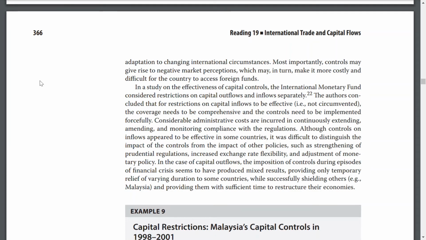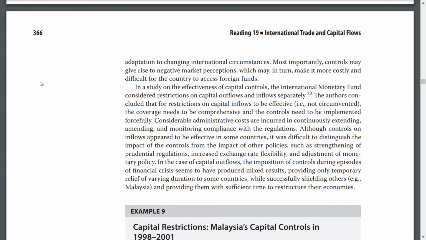In a study on the effectiveness of capital controls, the International Monetary Fund considered restrictions on capital inflows and outflows separately. The authority concluded that for restrictions on capital inflows to be effective, i.e. not circumvented, the coverage needs to be comprehensive and controls need to be implemented forcefully. Considerable administrative costs are incurred in continuously amending and monitoring compliance with the regulations.